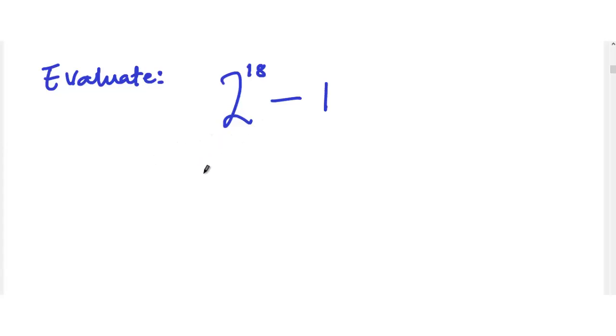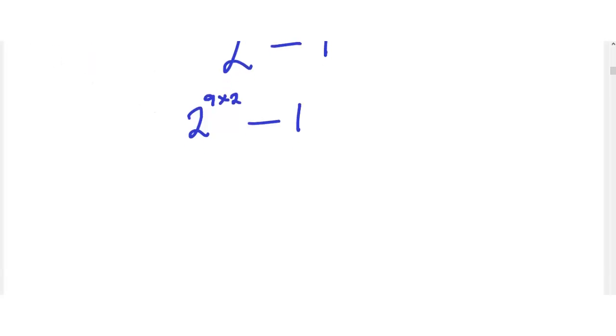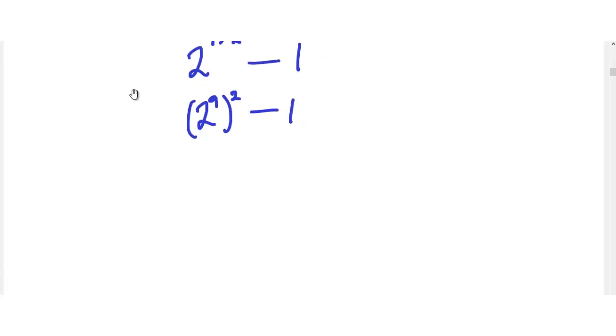So 2 raised to power 18, in this case we can decompose the power. It will give us 2 raised to the power of 9 times 2, minus 1, because 9 times 2 would give us 18. So we can rewrite this equation as 2 raised to the power of 9, then everything raised to power 2, then minus 1.